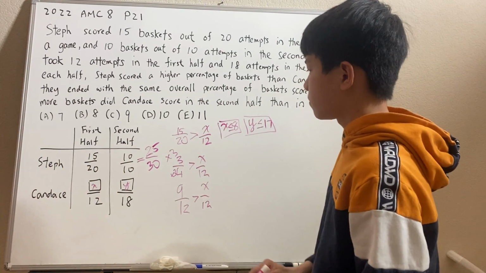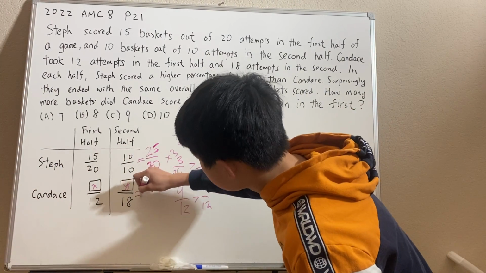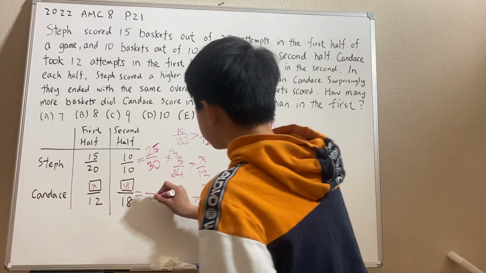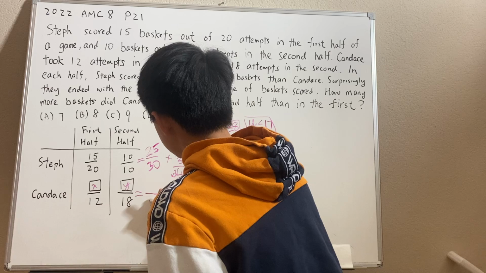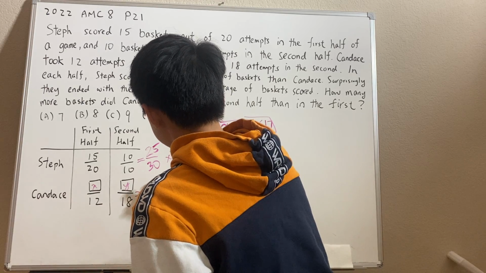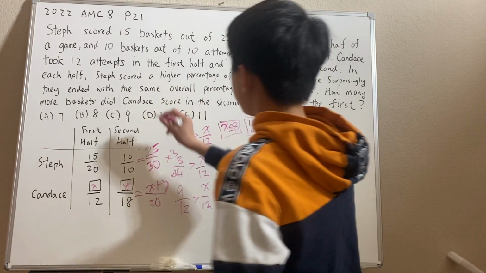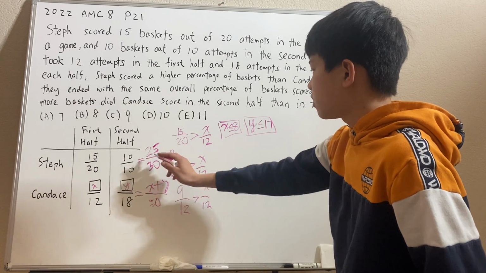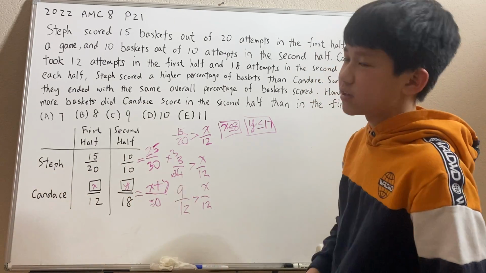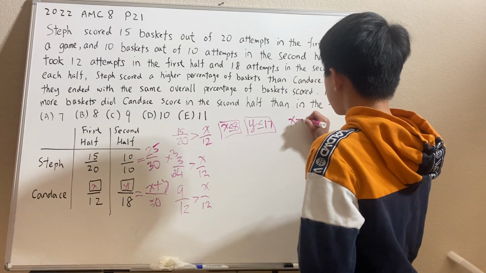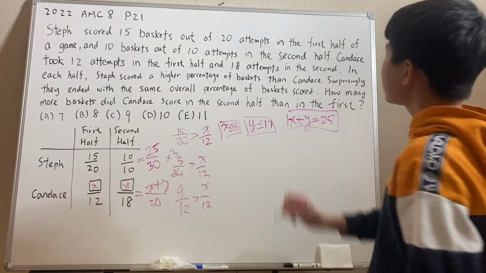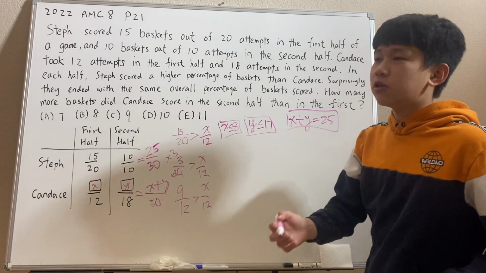Now similarly, for Candace, we can do the same thing. So for the denominator, 12 plus 18 is 30. So that's very convenient. That means that since the denominators are the same, the numerators also have to be the same for the same overall percentage. So since 25 and x plus y have to be the same, we can write the equation x plus y equals 25.